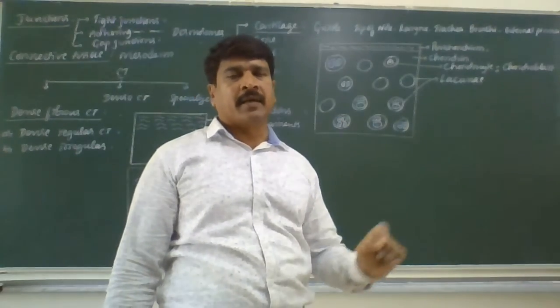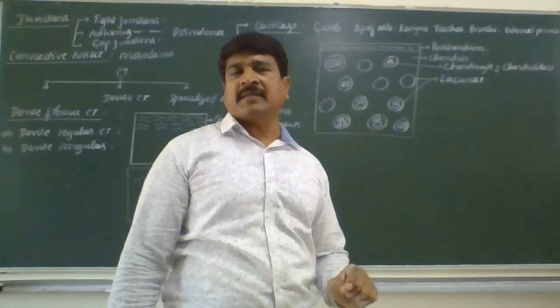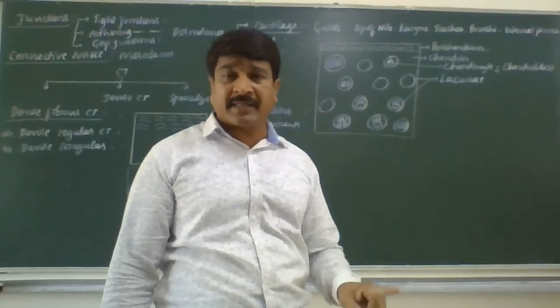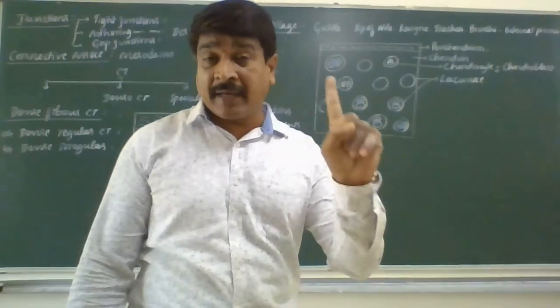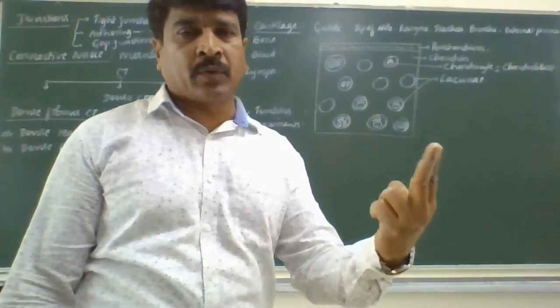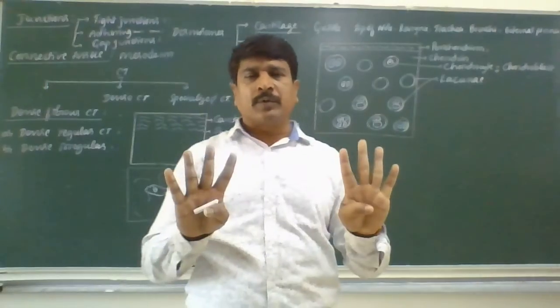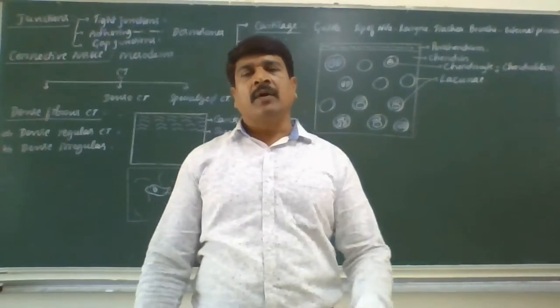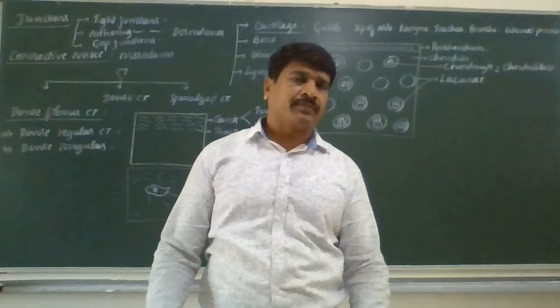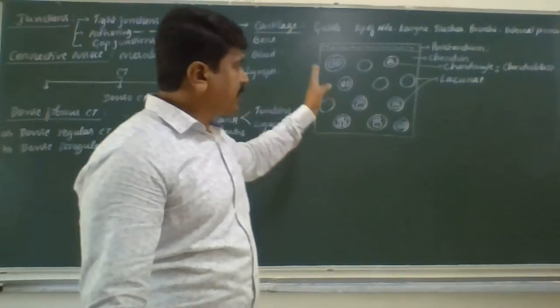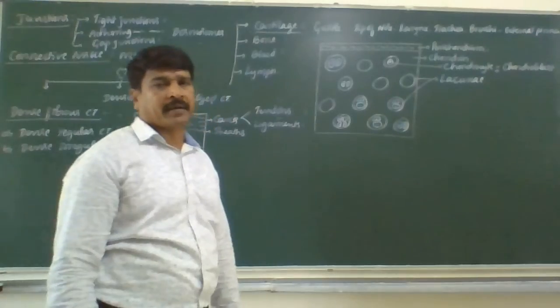I'll repeat once again. A lacuna contains cartilaginous cells called chondrocytes, as I said, also chondroblasts. They occur singly, or in groups of 2, 4, or 8 because they undergo mitotic division. So these are the points you should remember under cartilage.